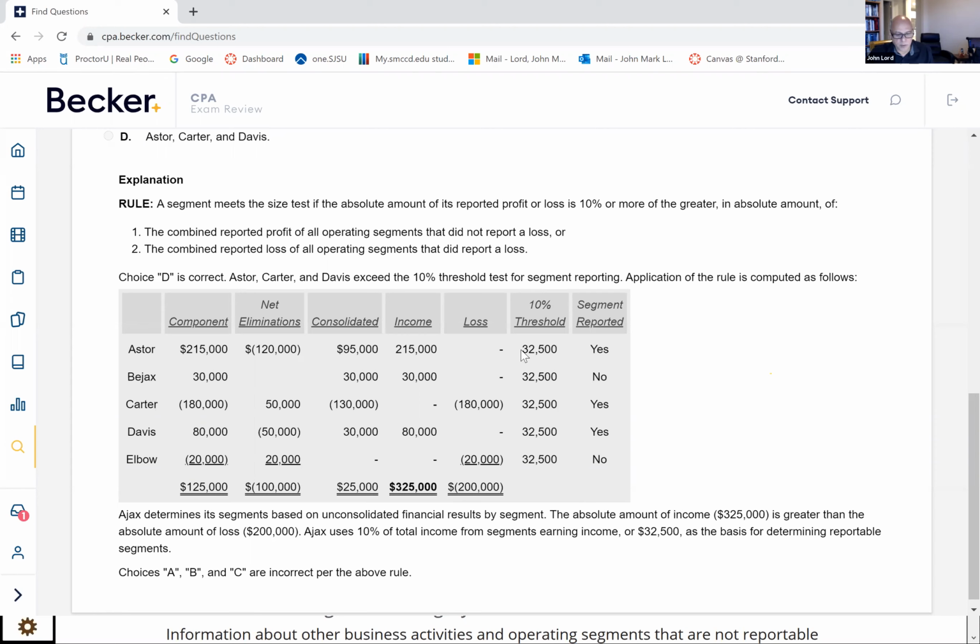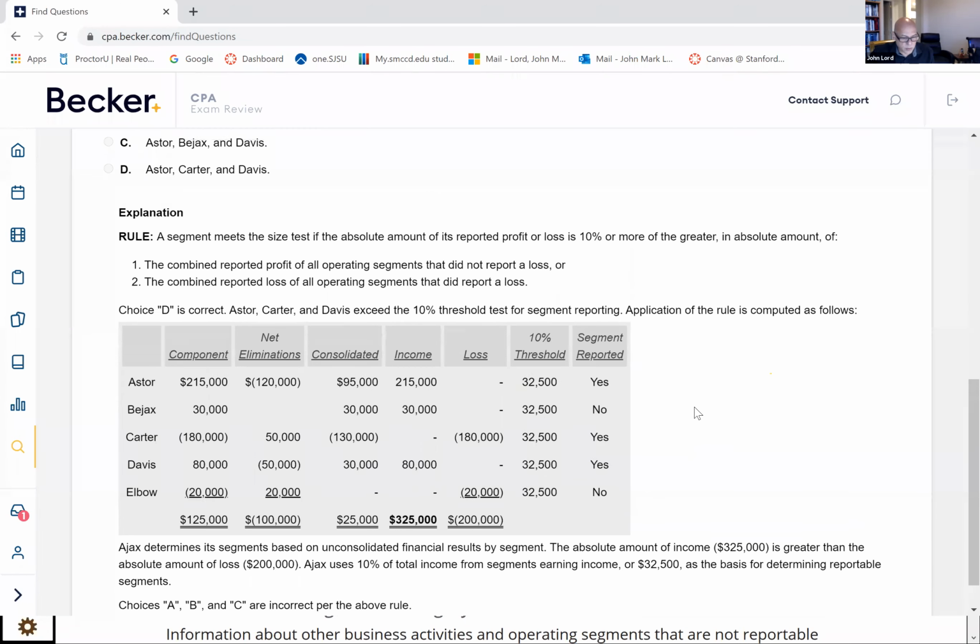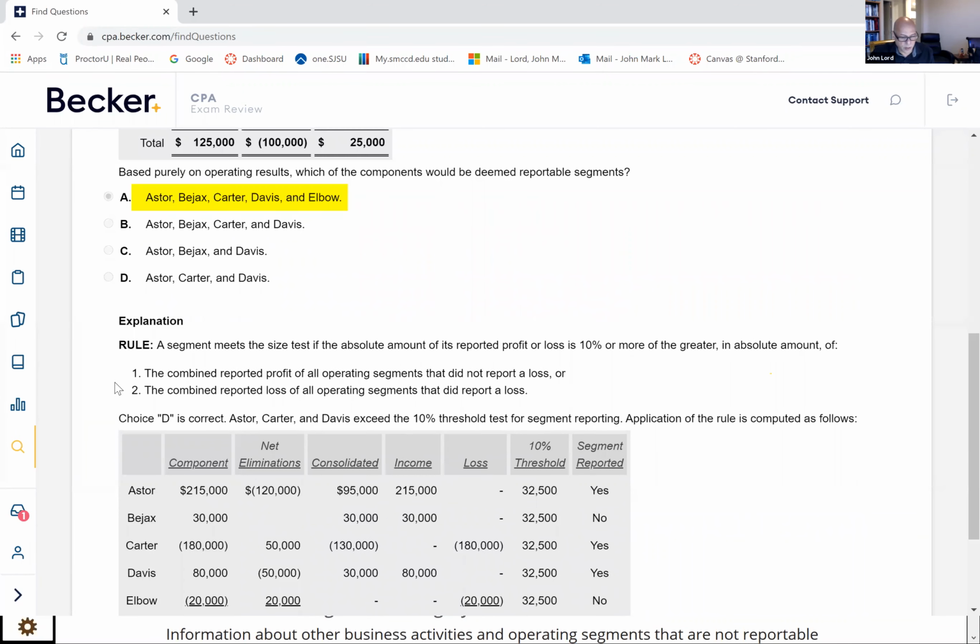So 215 versus 32.5, yes. 30 is less than 32.5. 180 on an absolute value basis is bigger than 32.5, so that's a reportable segment. 80,000 is bigger than 32.5, so that's a reportable segment. And 20,000 on an absolute value basis is less than 32.5. So that's a no. So my three segments here are Astor, Carter, and Davis. That was the correct answer: Astor, Carter, and Davis, choice D.